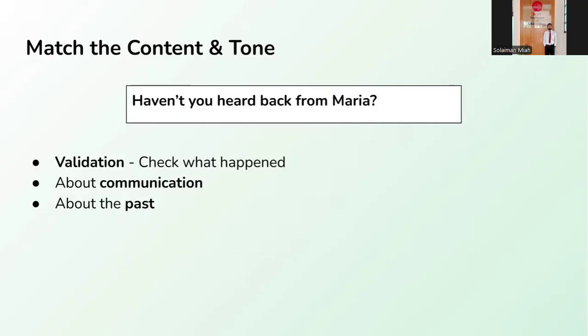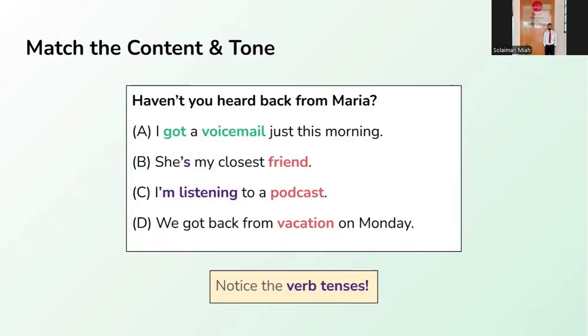With that in mind, let's look again at the answer choices. As we look at those, notice two things. First, how verb tense plays a role. The correct answer is in the past tense with the word got. A couple of the other answers don't match that. Answer choice B is in the present tense, about a general truth. Answer choice C is in the present continuous tense, about something that is happening right now.